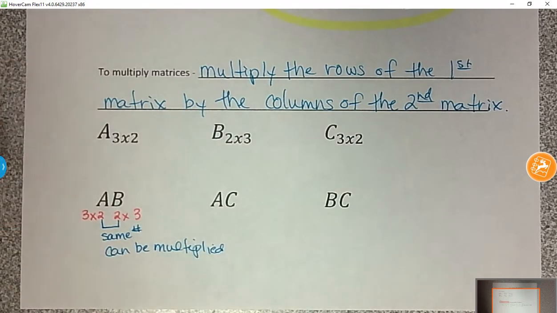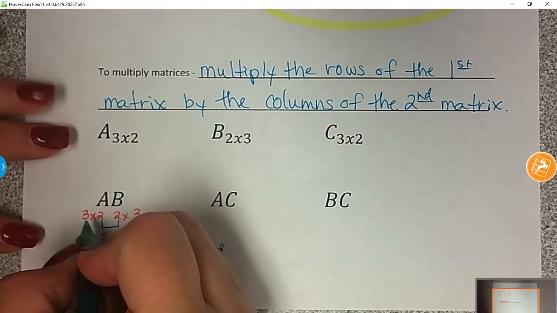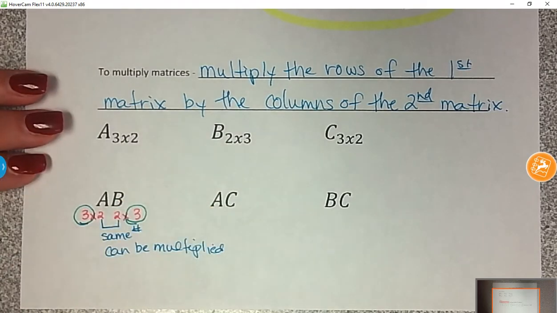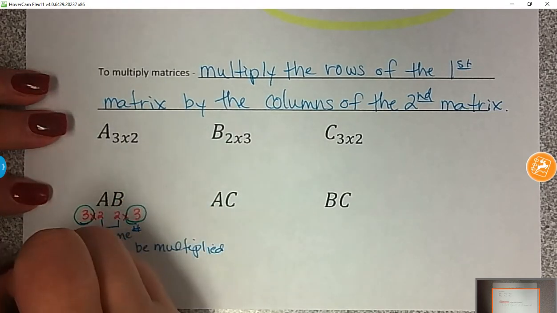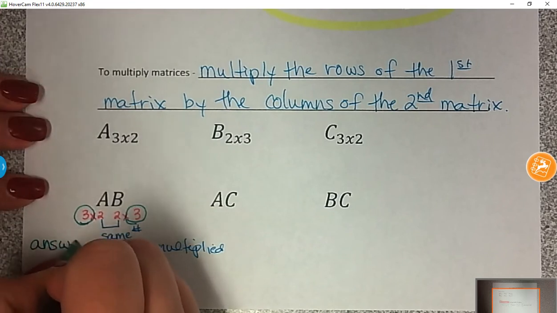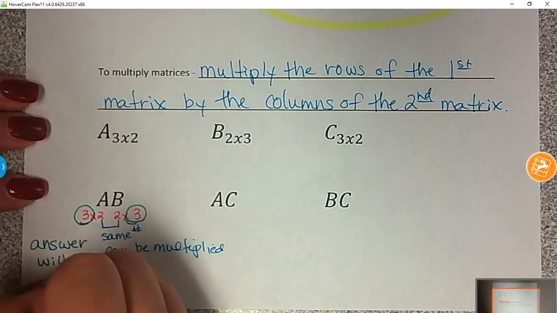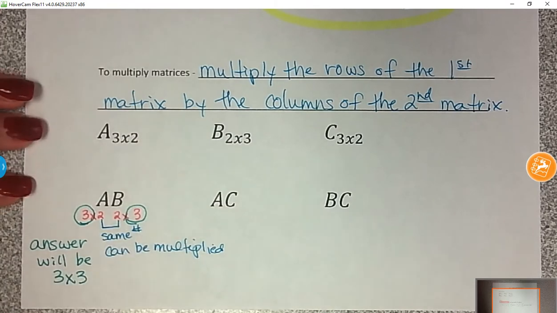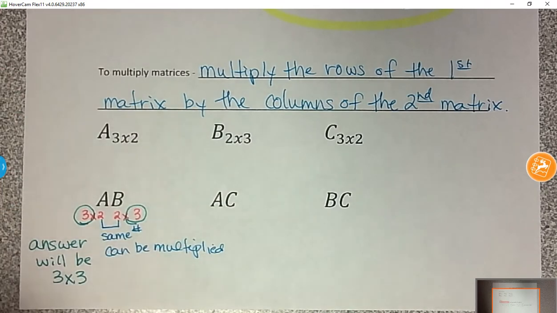So then, what size will my answer be? That's where you're going to look at these numbers that are furthest to the outside. So your answer will be a 3 by 3 matrix.